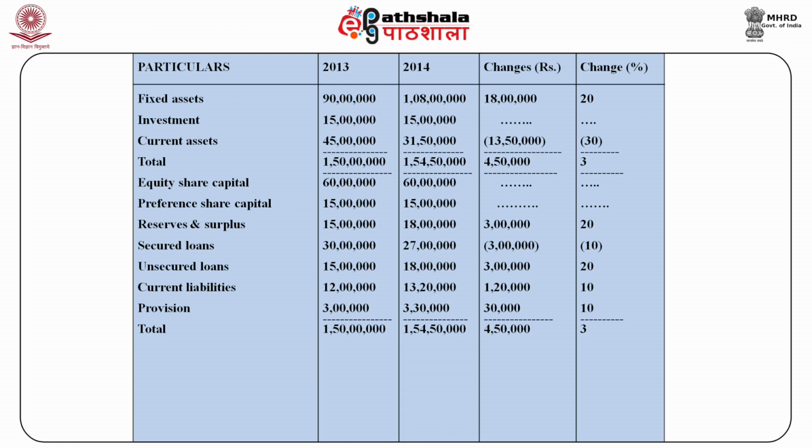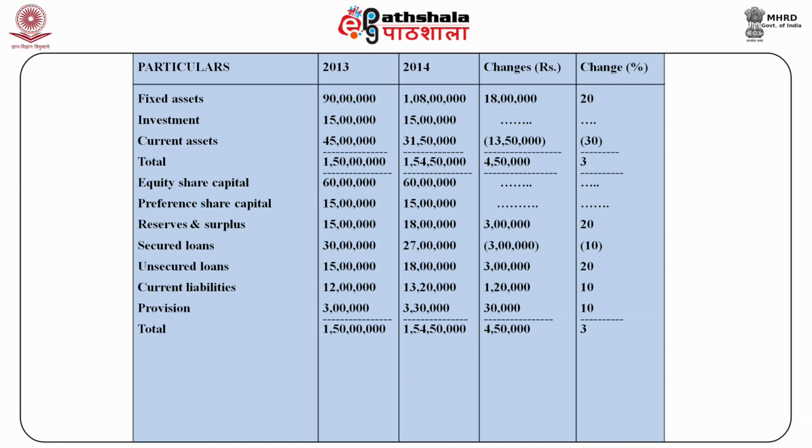Then we have secured loans. They have reduced from 30 lakh in the year 2013 to 27 lakh in the year 2014 by 3 lakh, showing a decrease by 10% of the total. Then we have unsecured loans. They have increased from 15 lakh to 18 lakh in the respective years of 2013 and 2014 by 3 lakh, showing in terms of percentage by 10% of the total percentage.